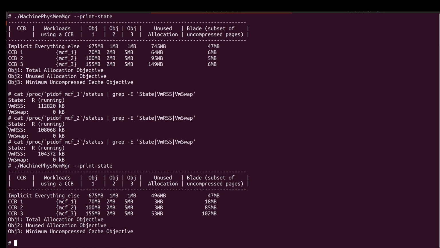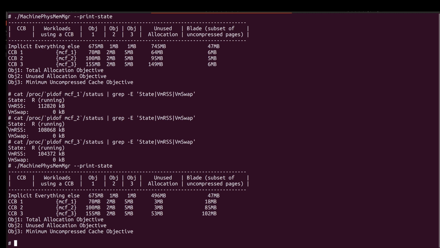Here we show how well DMU compresses and stores each job into its allocated memory. As you can see, Linux reports MCF1 uses 112 megabytes worth of physical pages. Out of these, 18 megabytes are not compressed. The rest are compressed so that MCF1 can stay within its 70 megabytes total allocation objective.